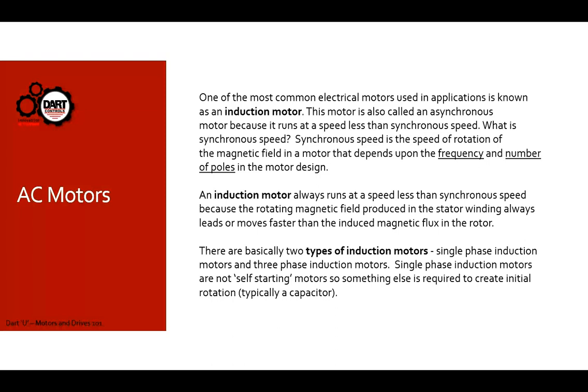So what is synchronous speed? It's the speed of rotation of the magnetic field in the motor, and it depends on the frequency of the voltage being applied and the number of poles in the motor design. So an induction motor always runs at something less than synchronous speed because the rotating magnetic field in the stator is always leading, or moving faster than, the induced flux in the rotor. I'm sorry about all the definition there, but we'll show you some diagrams that'll clear that up, I think. So there are two basic types of induction motors: single phase and three phase. Single phase motors are described as not self-starting, so they need something else to get moving initially, and that typically is a capacitor.